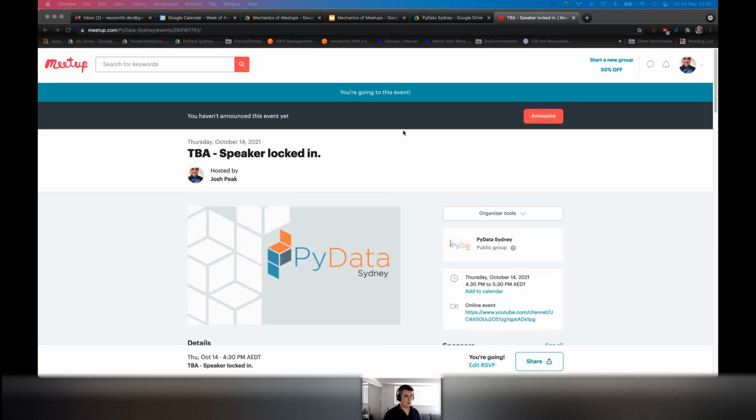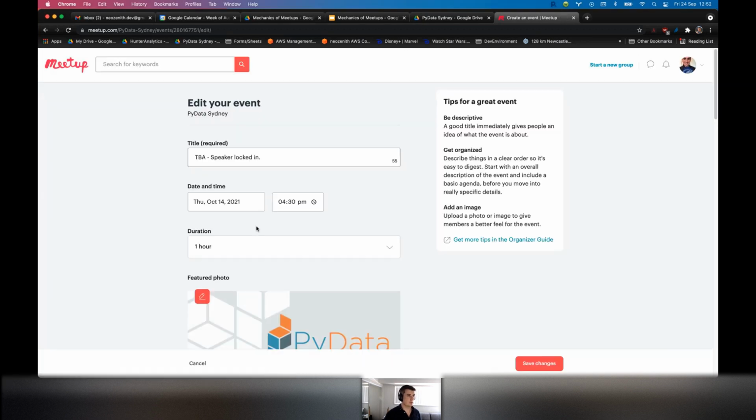So this is currently in draft mode. It exists, so you're able to see that. People could see it in the events, but it's not announced. Once you hit announce, that's when the automated messaging kicks off. So let's go to organizer tools, and let's edit this event. Cool.